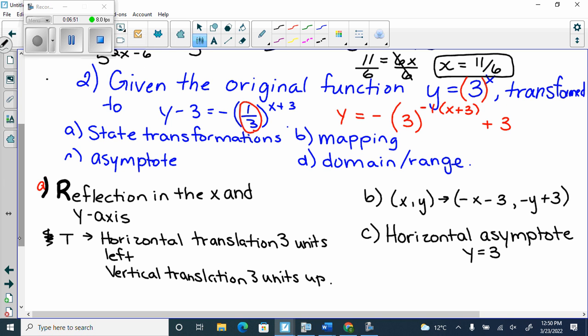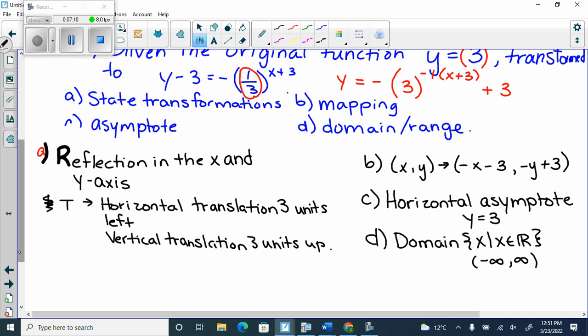D is my range and my domain. My domain is easy because unless it's a word problem, what's the domain of an exponential? X is an element of the real. Or negative infinity to positive infinity in interval notation. Set notation is squiggly brackets.